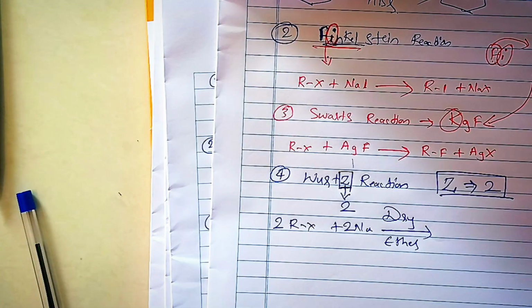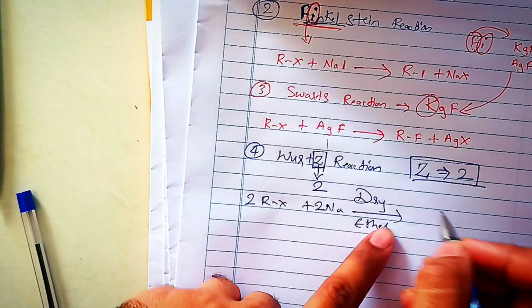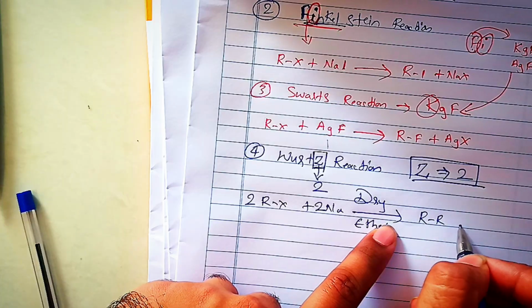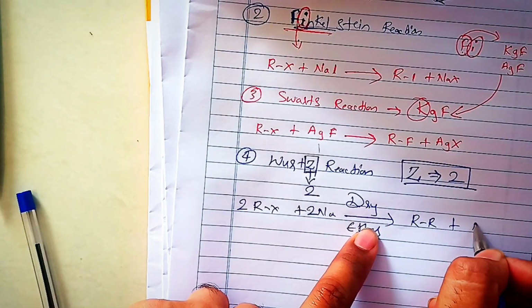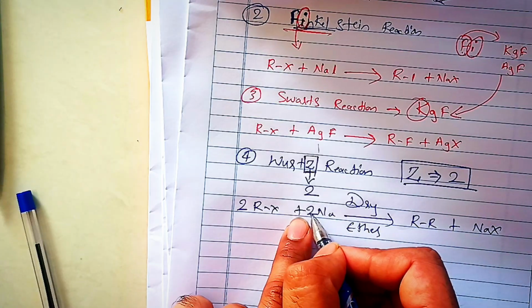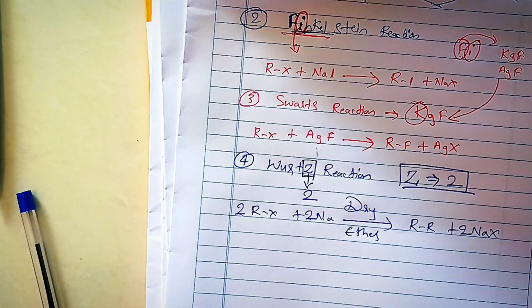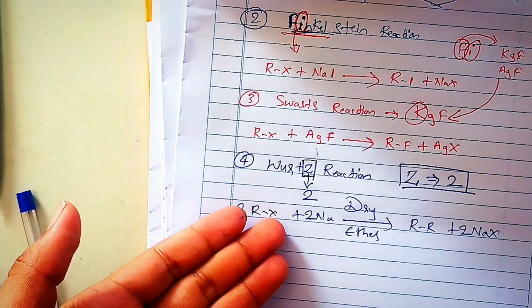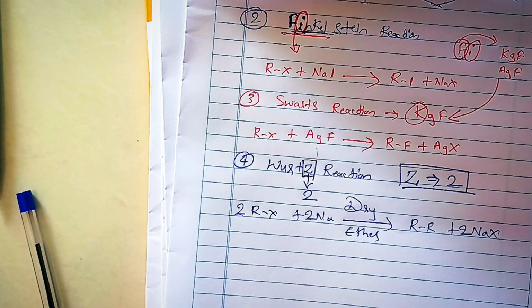In every reaction you can use the dry ether here. Then a replacement will take place, like R and R, plus this halogen will be replaced as NaX. Here also 2, here also 2, and here also 2. So this is the Wurtz reaction. By a simple trick we can identify the Wurtz reaction.